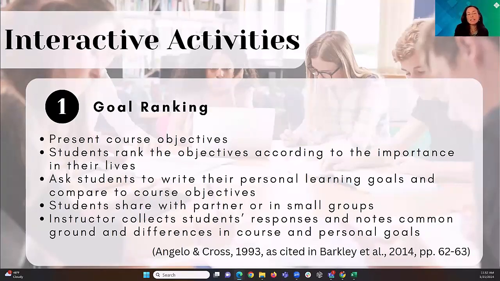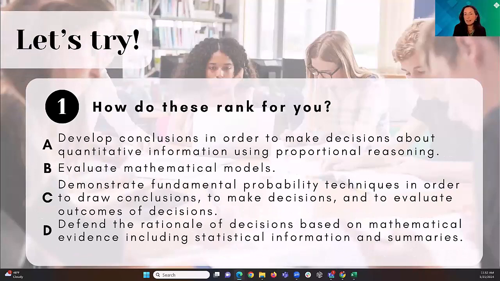Here's an idea. I took these from a math class, and it's A, B, C, or D. Just take a minute, look at them, and rank them according to their importance in your personal or professional life. You decide A, B, C, or D. So you might put B, D, C, A, or something like that. And just type it in the chat.